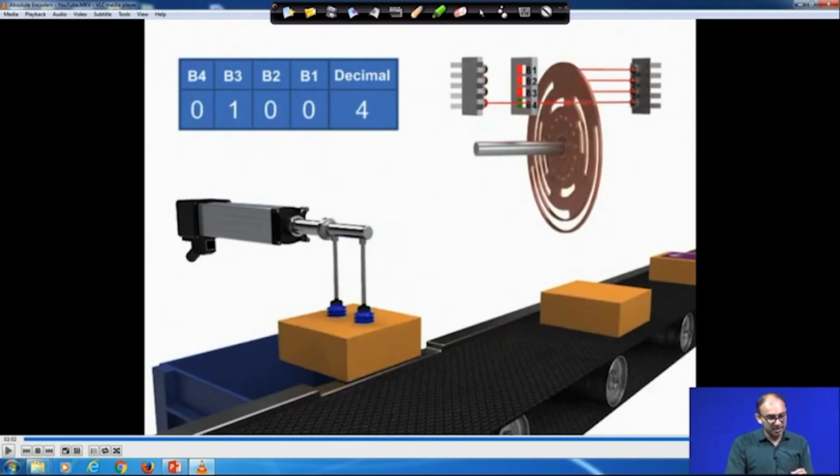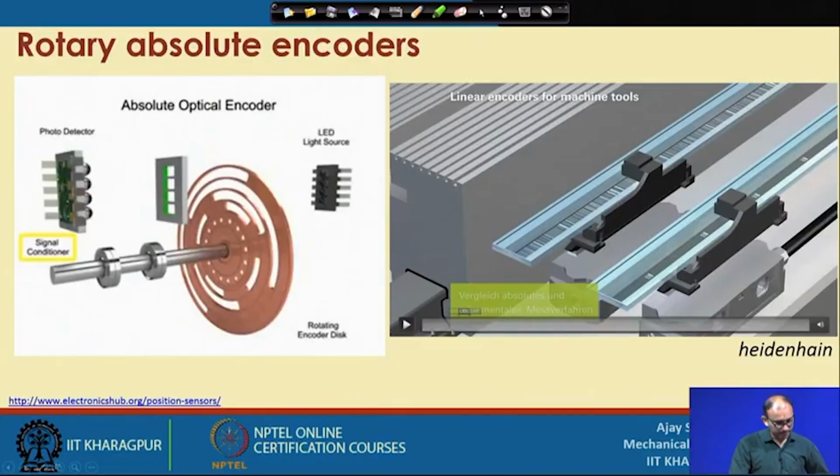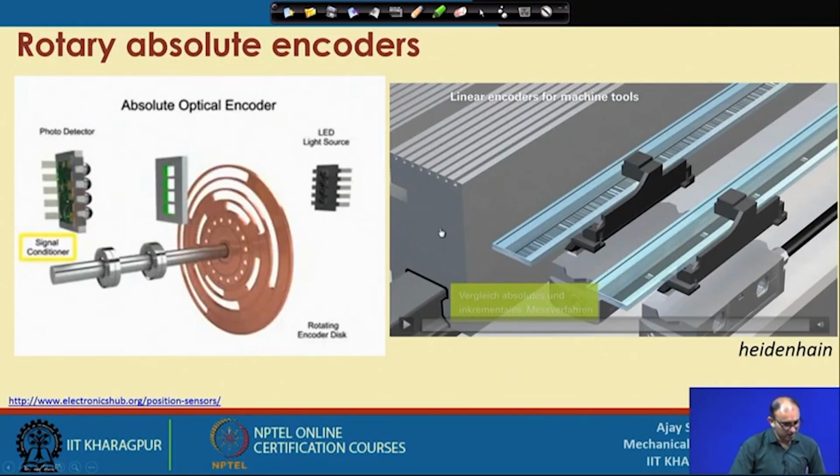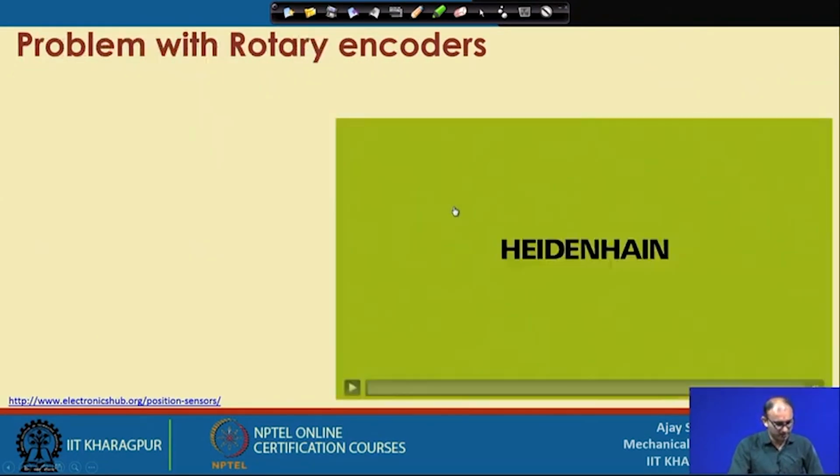So, many sensors are used for any automation or automatic system or the automatic transfer of the parts. So, let us go back to the slides. This is what we have seen about the rotary encoder, the absolute encoder and the incremental encoder.